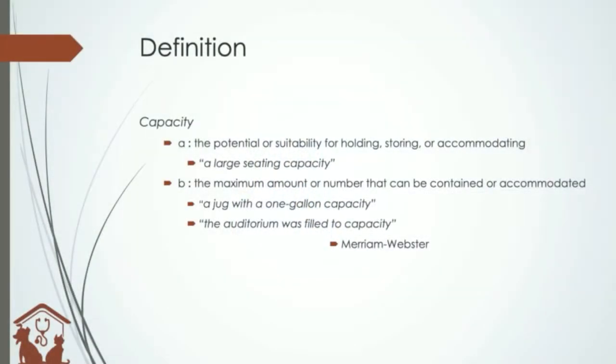So capacity, according to Merriam-Webster, I'm a word person, so I always go to the dictionary first. According to Merriam-Webster, capacity is the potential or the suitability for holding, storing, or accommodating something. So like a large seating capacity, like this room has, which for a combined track is actually pretty good for the end of a conference, so thank you for staying. Or B, it's the maximum amount or number that can be contained or accommodated. And that's the definition we're going to be talking about today, a maximum amount.